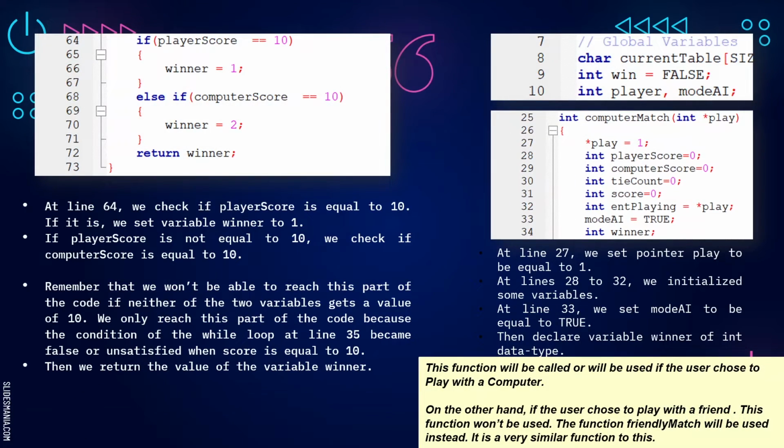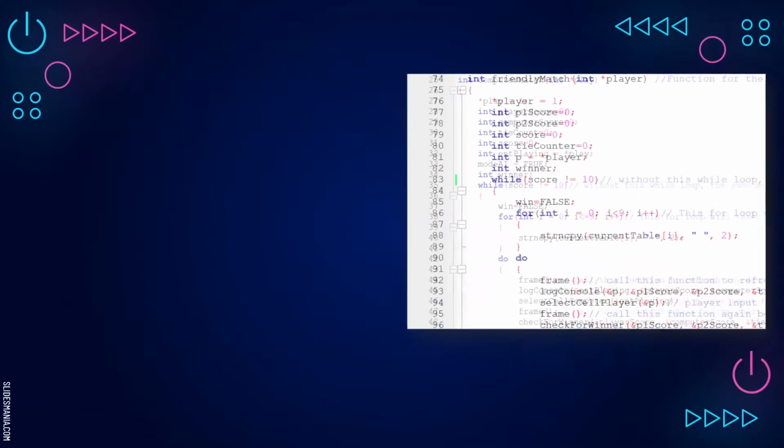On the next slide, we can see that at line 64, we check if player score is equal to 10. If it is, we set variable winner to 1 at line 66. If player score is not equal to 10, we check if computer score is equal to 10. Remember that we won't be able to reach this part of the code if neither of the two variables gets a value of 10. We only reach this part of the code because the condition of the while loop at line 35 became false, or unsatisfied, when score is equal to 10. Then we return the value of the variable winner.